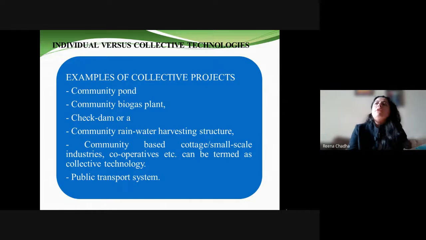So under those projects, if I am going to establish a centralized project, it will hamper the whole structure of the village, and also the kind of benefits villagers can identify from that project will not be determined by the centralized body. So for such collective projects, we should always go for collective technologies like community ponds, community biogas plants, check dams, community rainwater harvesting structures, and our watershed development projects in India are the major examples. If you go to Madhya Pradesh, Maharashtra, there are many watershed projects implemented by a rural development board in these areas. Then our public transport system is also an example of a collective project.